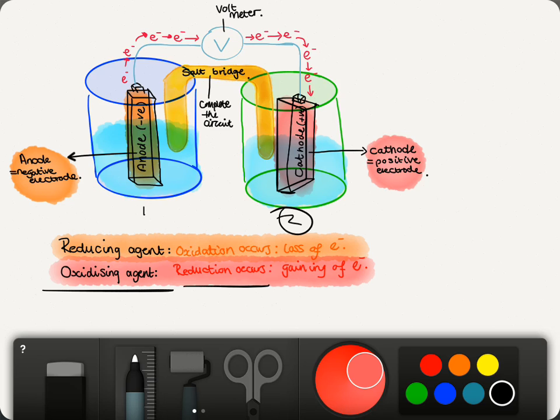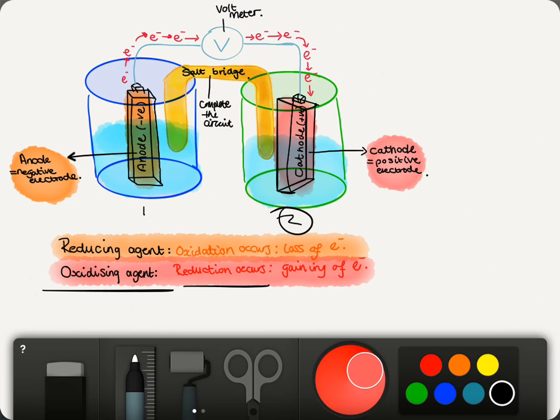And the wire that's joining it is called the external circuit, and that's just to allow the flow of electrons to pass through. Below that we have the salt bridge, and this basically just allows the flow of ions to go in the backwards direction, so this way, and that's basically just to complete the circuit, because obviously you can't have a circuit that doesn't complete itself, so that's what that does.